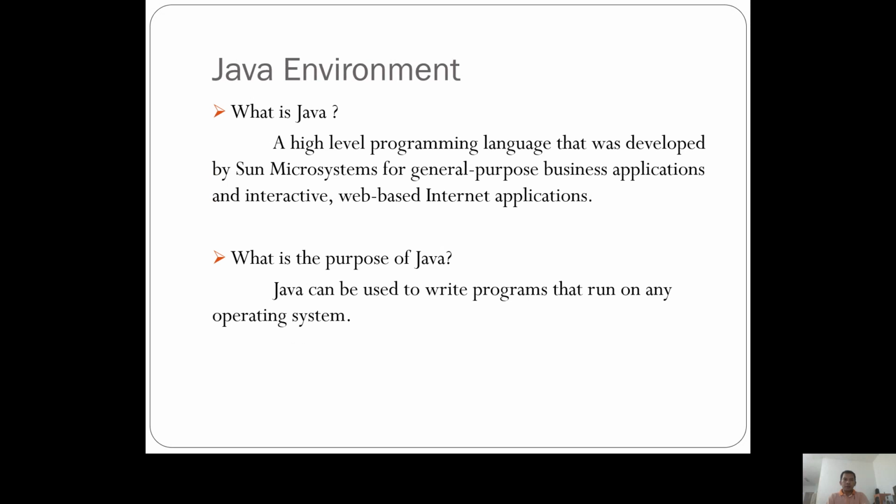The Java environment. First, let us have what is Java. It is a high-level programming language that was developed by Sun Microsystems for general purpose business applications and interactive web-based internet applications. Java can be used to write programs that run on any operating system or device.